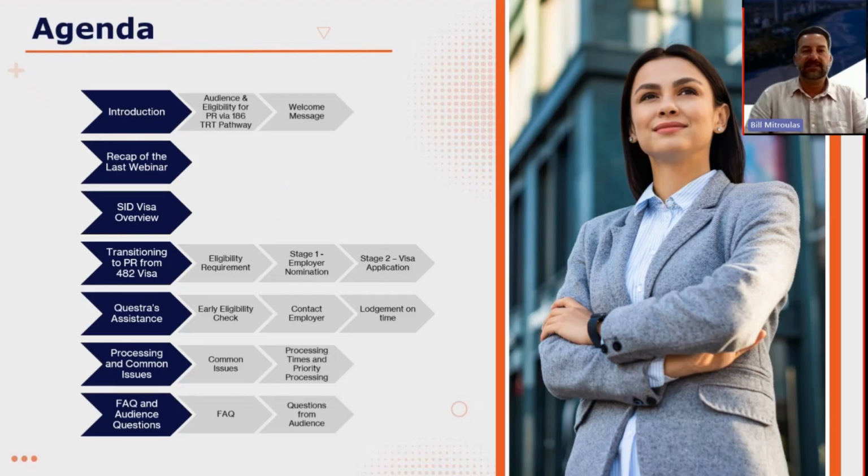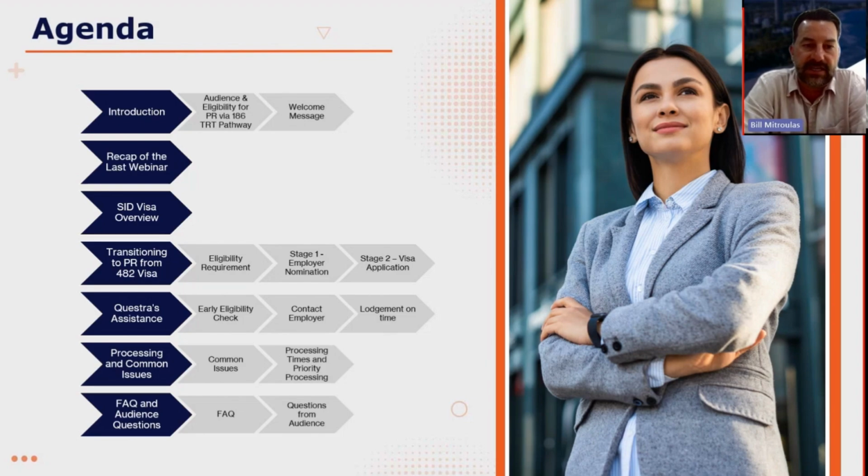Right. Let's have a look at today's agenda. Basically, we'll have a little introduction about the Skill in Demand Visa, a bit of a recap of what we discussed in the previous webinar. We'll also look at the eligibility requirements for the Skill in Demand Visa. Then we'll take a look at the pathways to transition to PR from the 482 visa. Again, the eligibility requirements and the application process. So stage one being employer nomination, and then also stage two being the visa application.